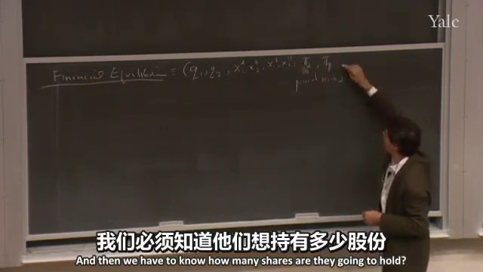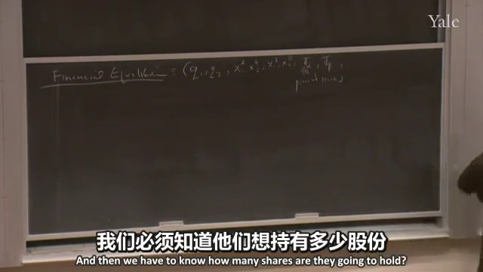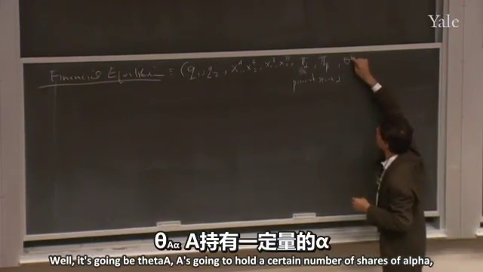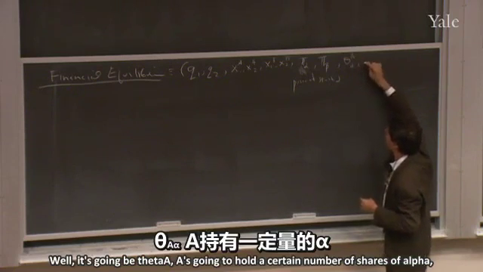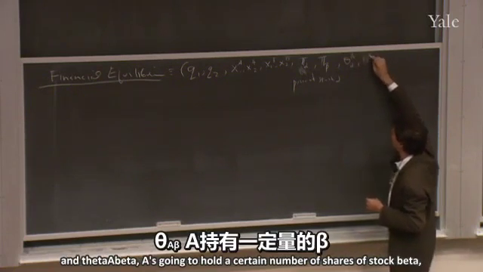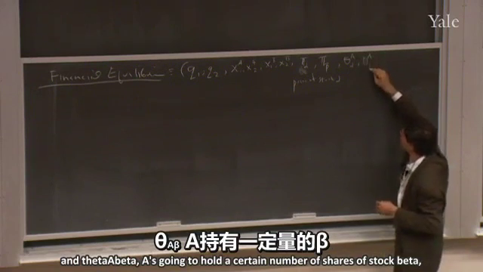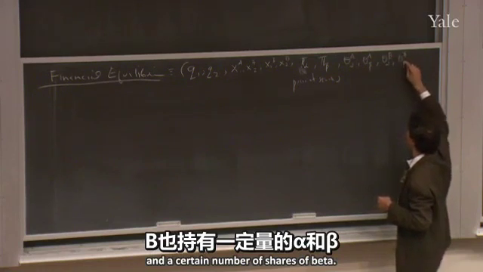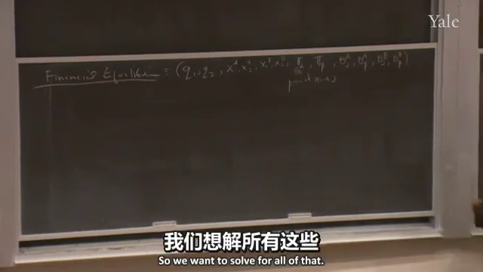And then we have to know how many shares are they going to hold? Well, it's going to be theta. A is going to hold a certain number of shares of alpha, and theta, A is going to hold a certain number of shares of stock beta, and B is going to hold a certain number of shares of alpha and a certain number of shares of beta. So we want to solve for all of that.